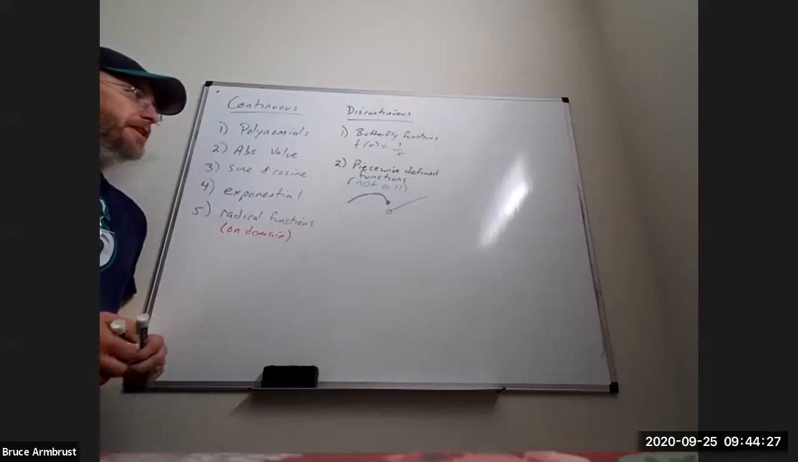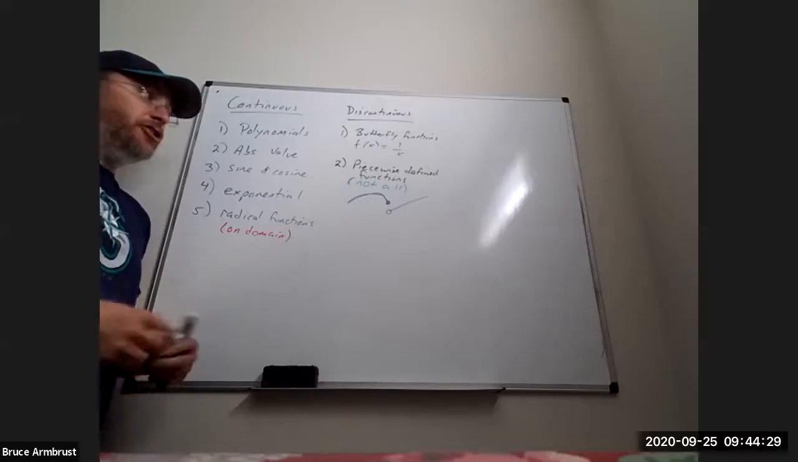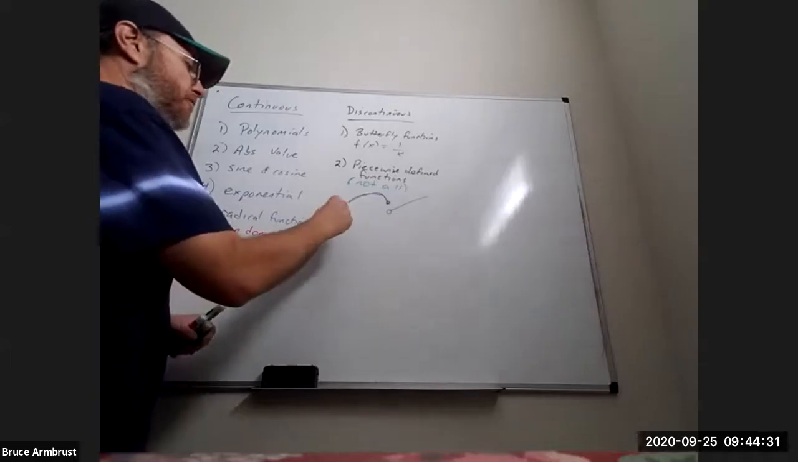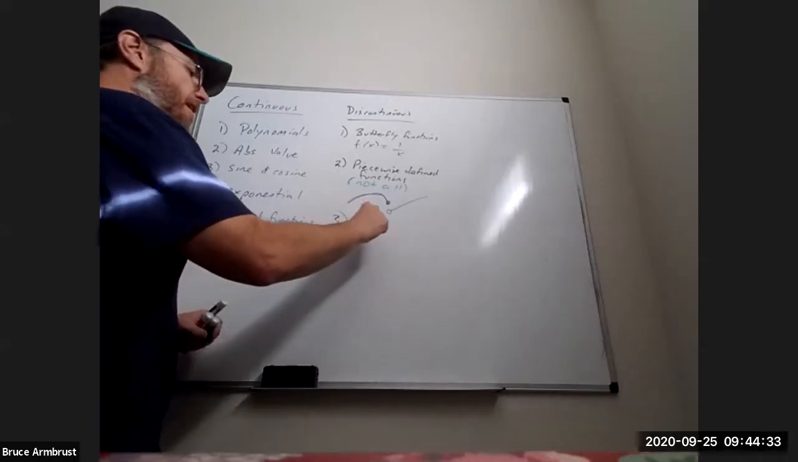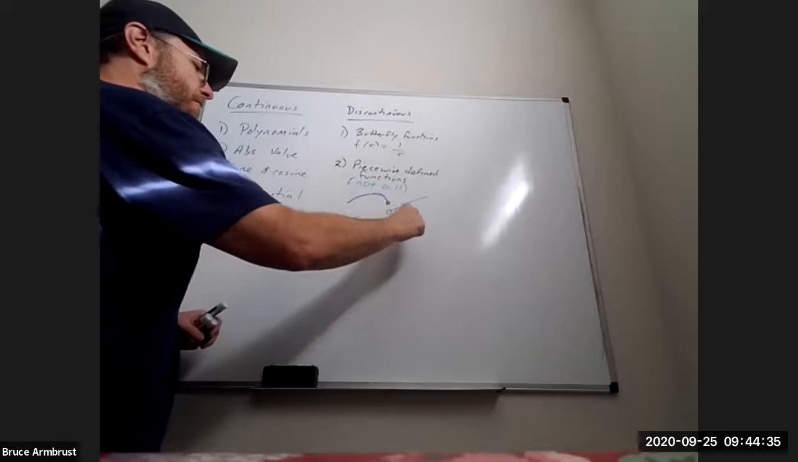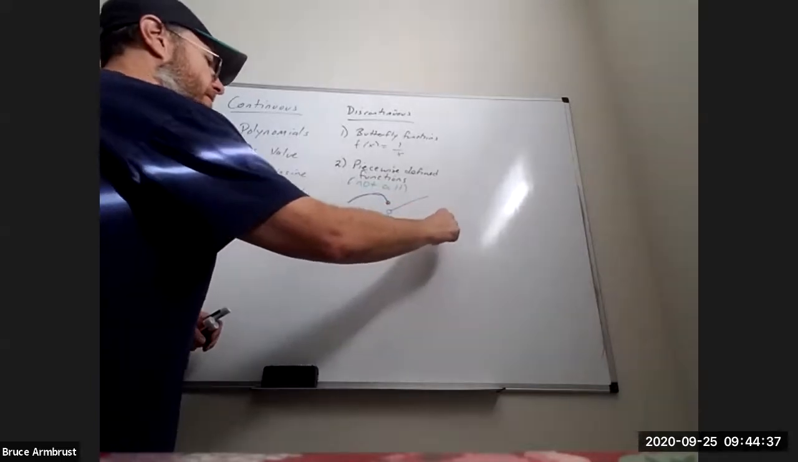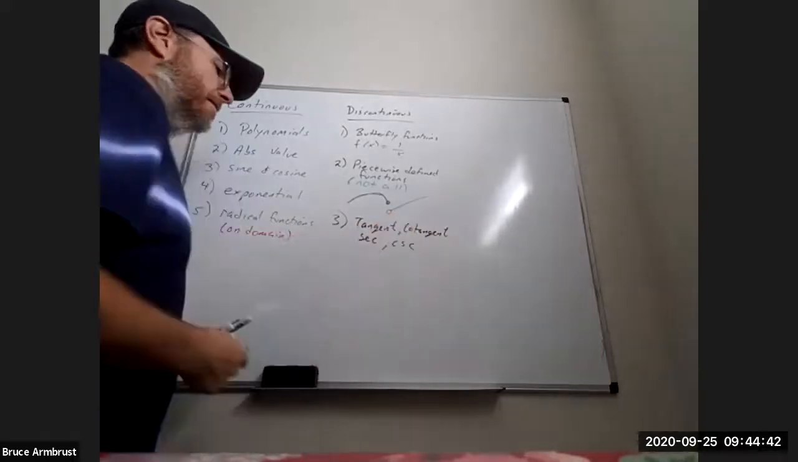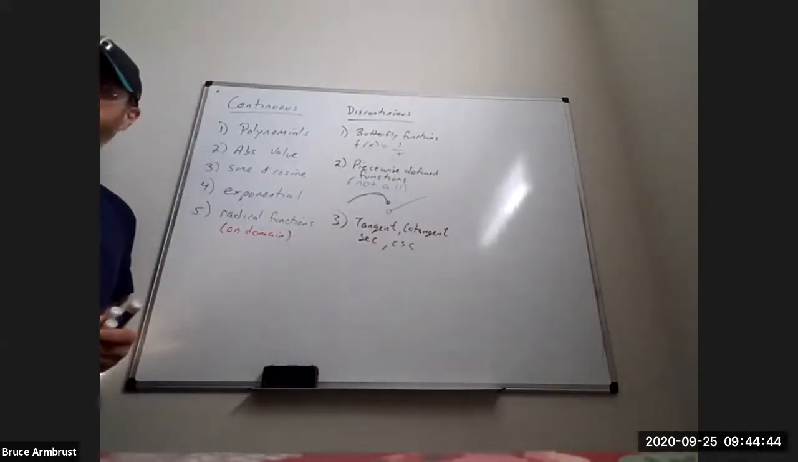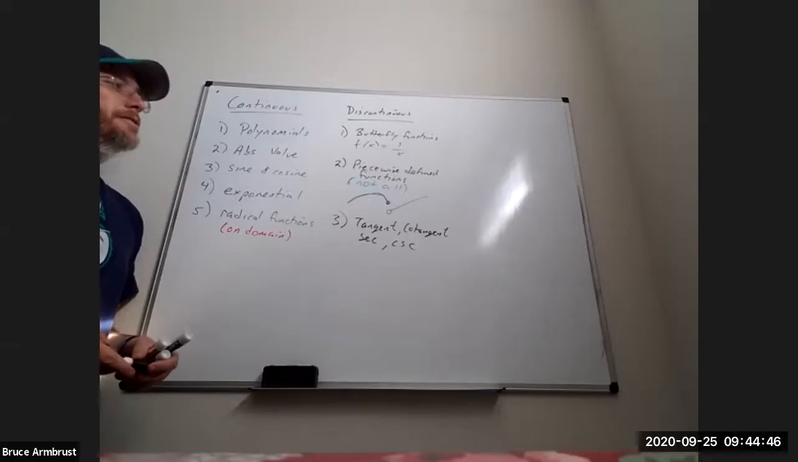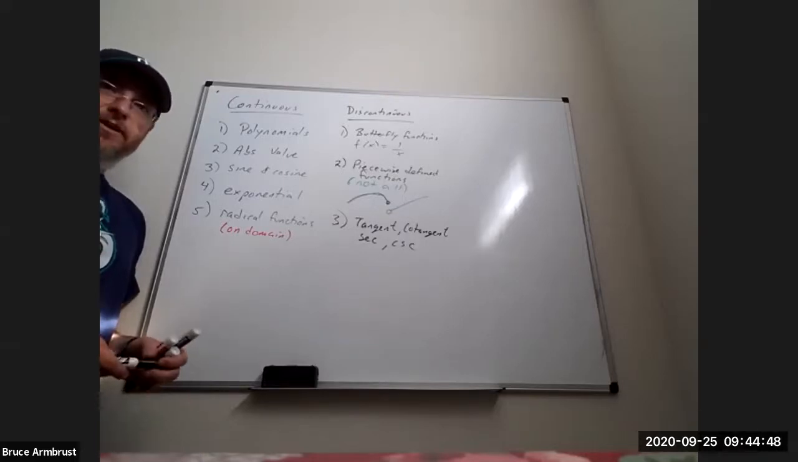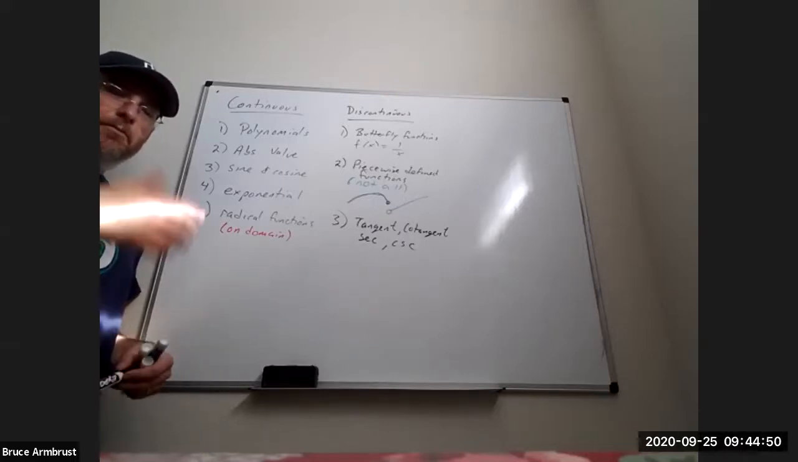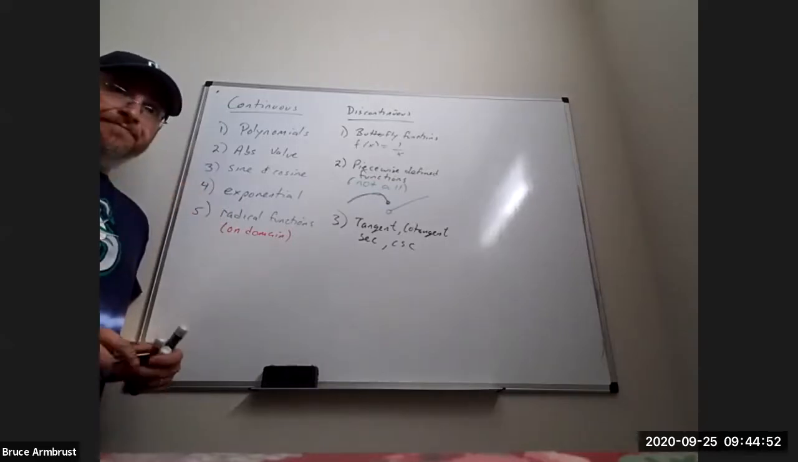Let's see, Aaliyah just put in the chat box, tangent. Totally. And in fact, not just tangent, but also cotangent, also secant and cosecant. Those guys are all discontinuous. They have all sorts of vertical asymptotes.